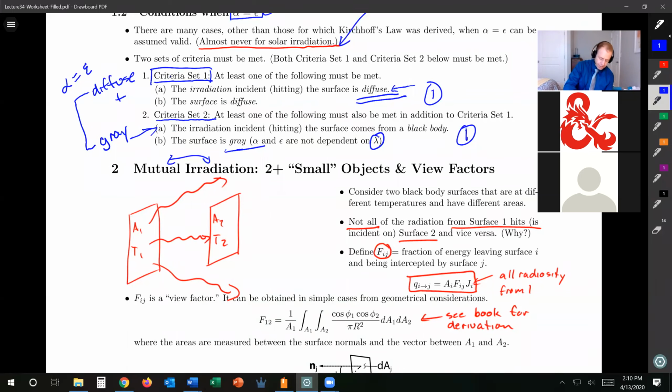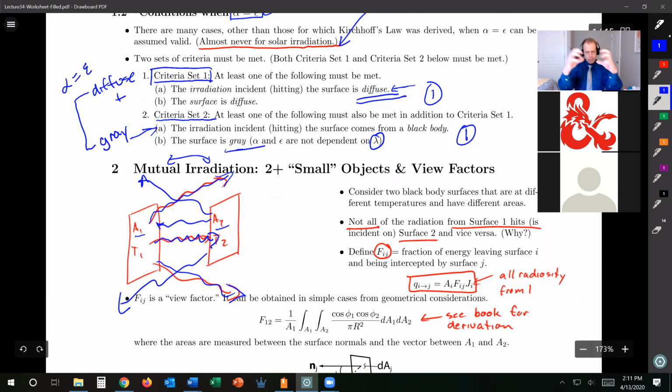And imagine you have these two surfaces, A1, A2. These are just squares in this case. They're at different temperatures, but A1 is a little bigger than A2, you can see. And I hope you can see that if this thing is irradiating out in all directions, not all of the irradiation from area 1 is going to hit area 2. Some of it's just going off somewhere else. And similarly for area 2, not all of it is going to hit area 1.